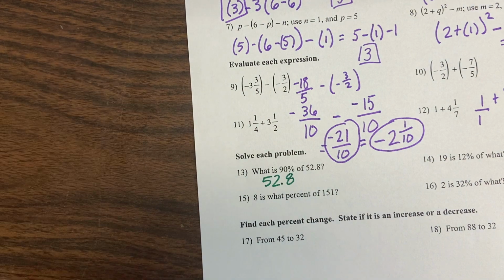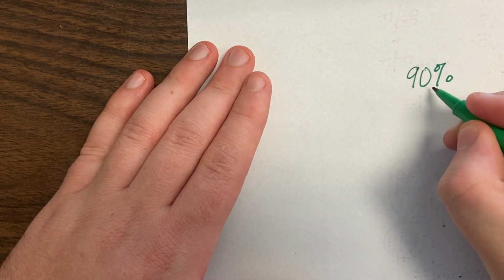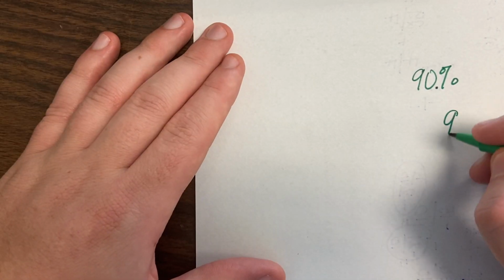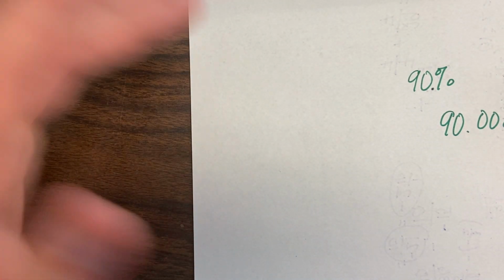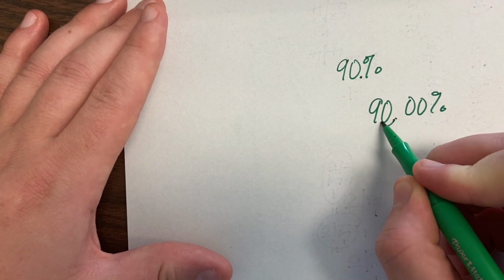So 52.8. Now, it would be nice if our calculator had a percent button, but when we're talking about a percent, that's not a real number. It's a percent of something, right? So in order to write the percent of a number, we need to change the percent into a decimal. Even a percent, even though it's not a decimal, still has a decimal place to it. Like I could say 90.00%. It's still the same percent, but we don't write all the decimal spots. But turning a percent into a decimal, we're going to move 2 spots to the left.